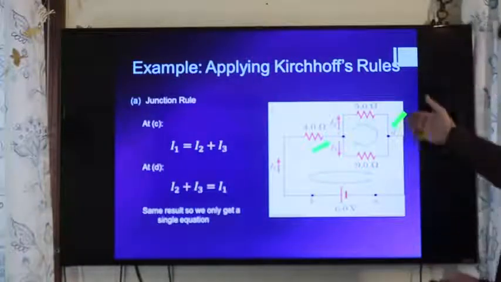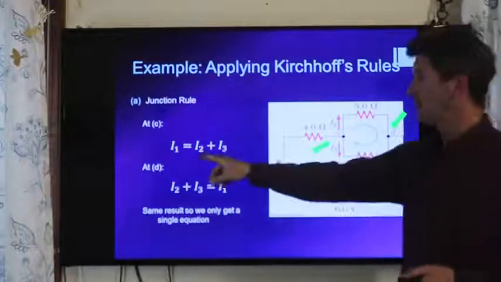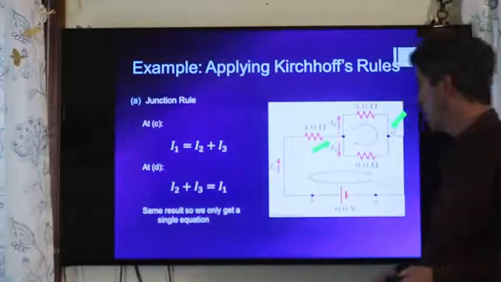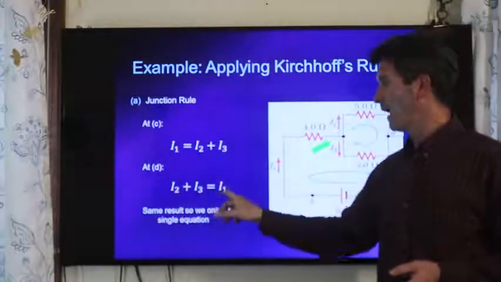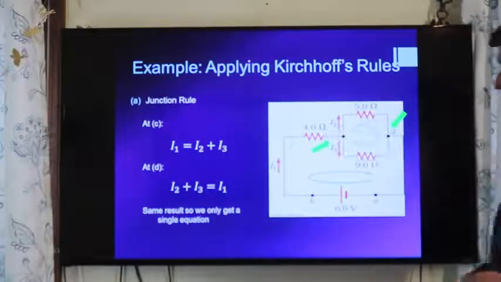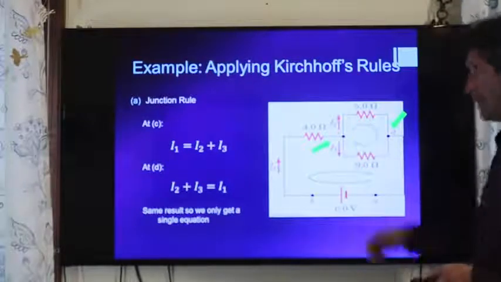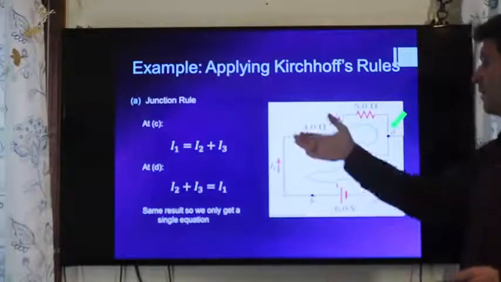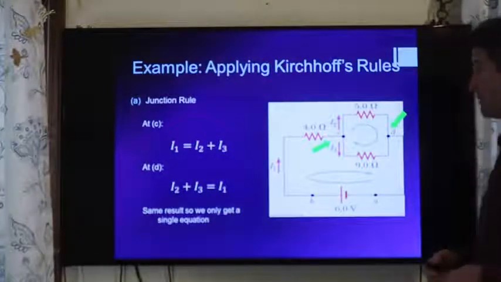Okay, again, going into this node, C, I1 is equal to I2 plus I3. Or if we look at D, going out of D, we have I1 coming out, I2 plus I3 going in. So that equation is really the same equation. We're not getting any new information depending on where we're looking at that junction. We will start with that as being the first equation that we're going to use.